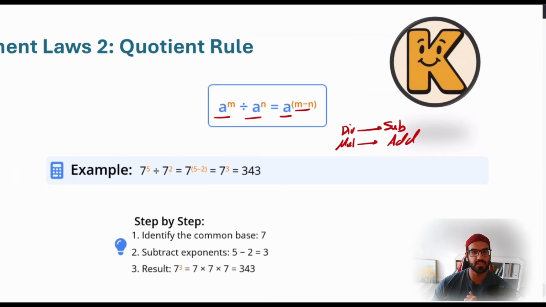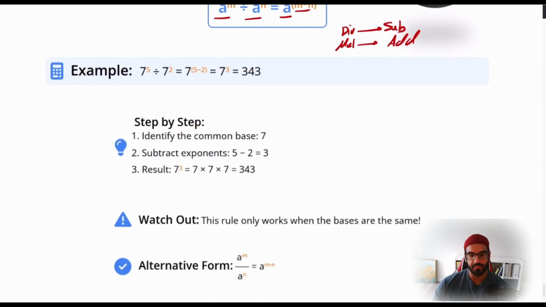Simple. So let's see an example. 7 to the power 5 divided by 7 to the power 2. Keep the 7 and subtract 2 from 5. 7 to the power 3, 343. You can also find those numbers one by one, divide them, and you will see that you get the right answer. So that was the step by step.